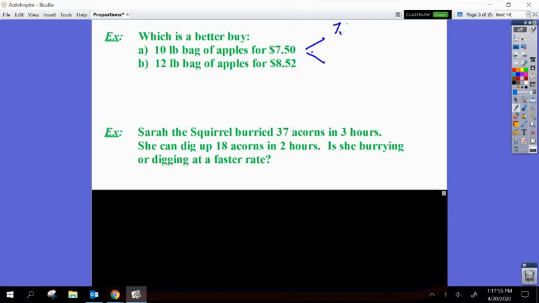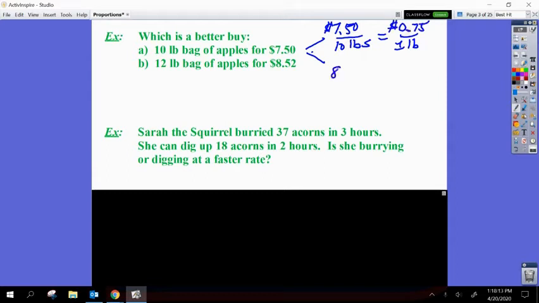So it's $7.50 for 10 pounds. So how much would it be for just 1 pound? Because we want to know how much I'd pay. Notice that I'm labeling dollars and pounds for 1 pound. This would be 75 cents when you divide per pound.